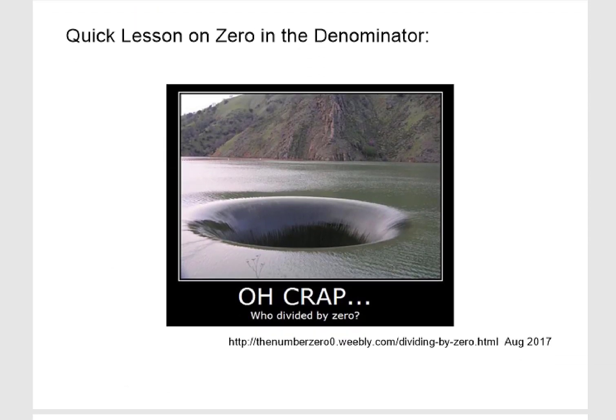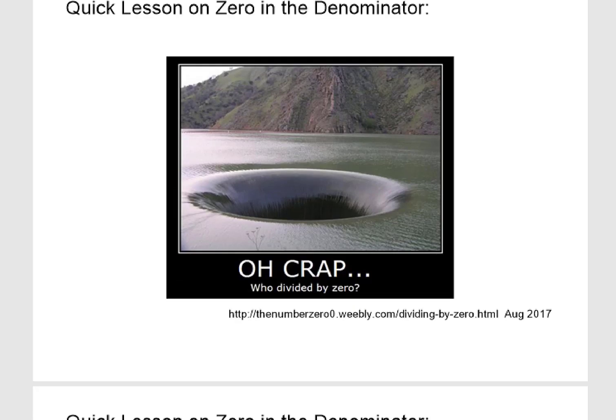Quick lesson on 0 in the denominator. Little math humor here. It says, oh crap, who divided by 0? So if you understand that dividing by 0 is undefined, then that might have given you a little bit of a giggle.